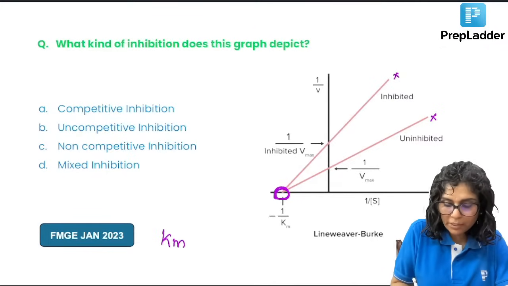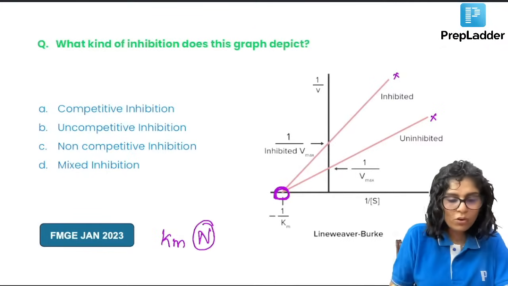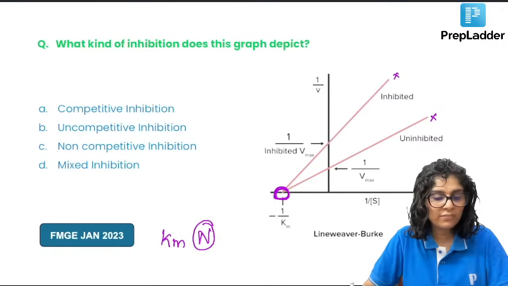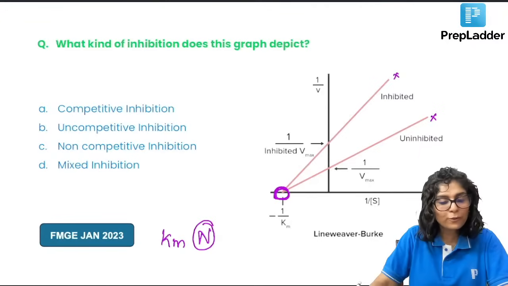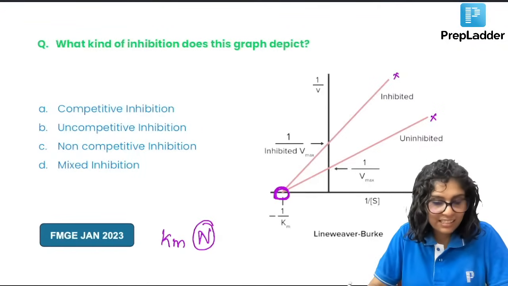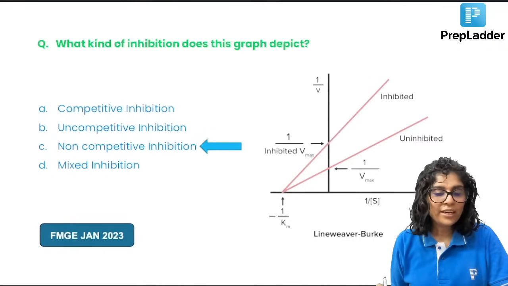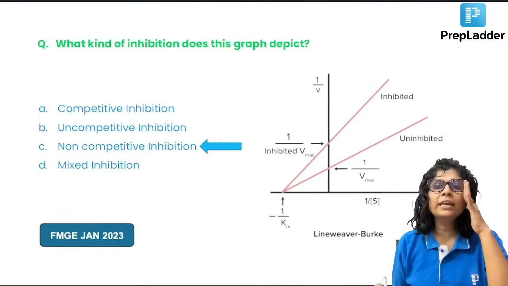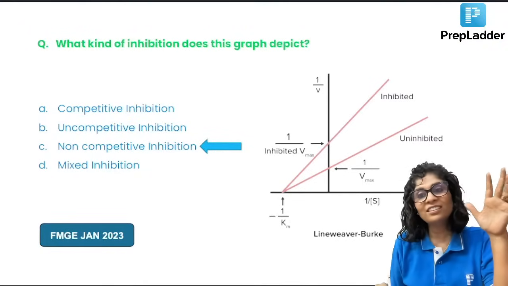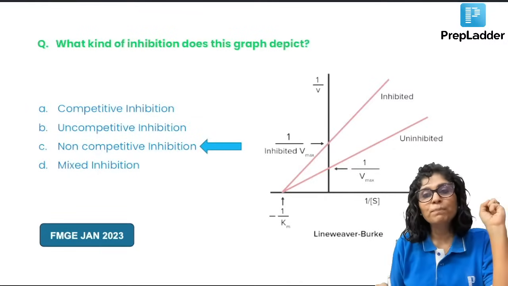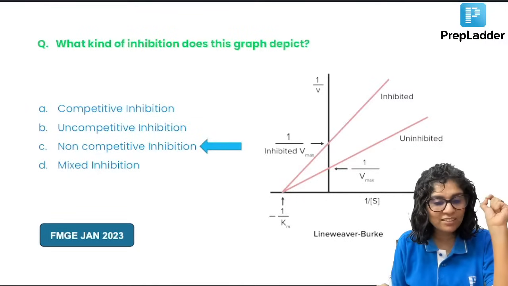If the Km is normal, it is non-competitive inhibition. Very good. Excellent. I'm very happy that all of you are answering it right. Yes, the answer is C, non-competitive inhibition. Good. So are you clear about Lineweaver-Burk plot? I'm very sure that now you will be able to answer any graph which is based on Lineweaver-Burk plot, right?